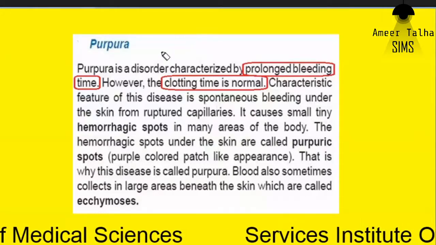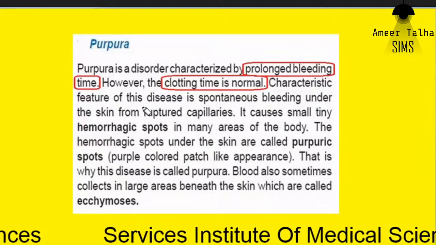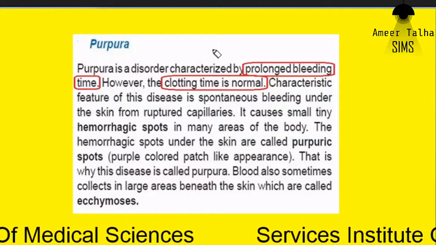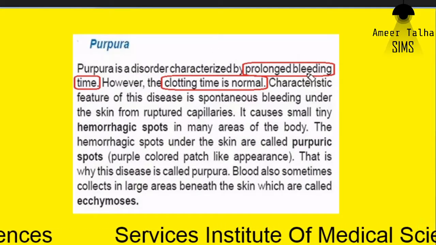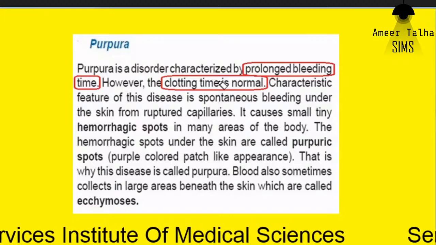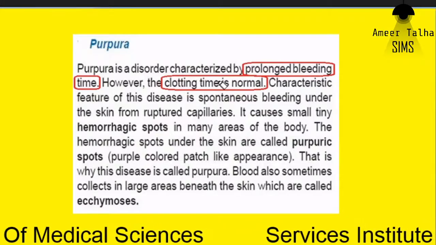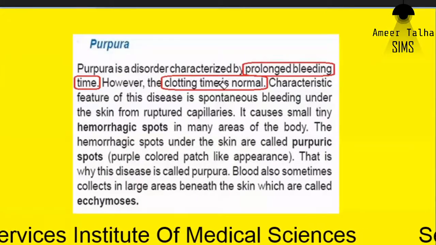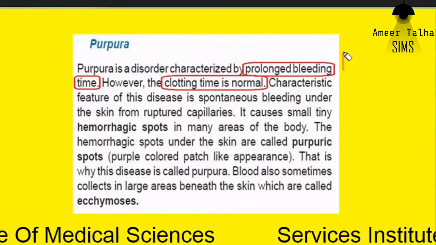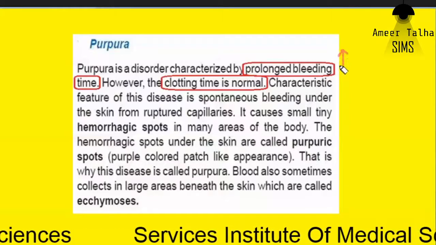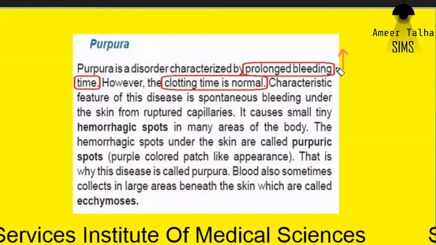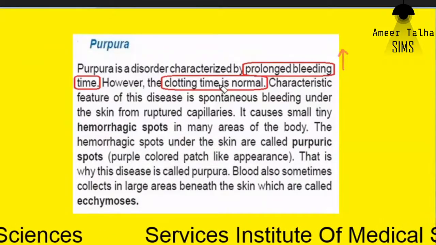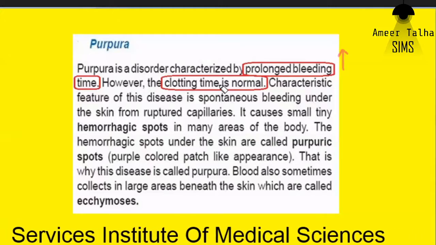So in thrombocytopenic purpura, the platelet count is compromised. So deficiency of platelets will prolong which test? Bleeding time, yes. So decreased platelet count will prolong the bleeding time because platelets determine the bleeding time. Clotting time is determined by the clotting factors.